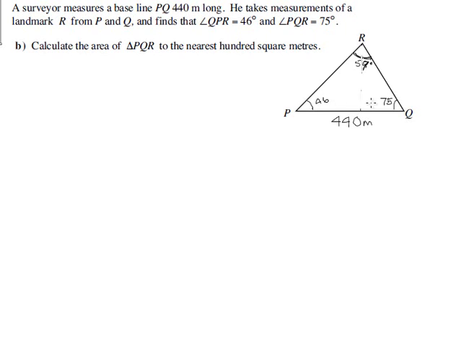Triangle. We're given two of the angles, and they want the area. Now, I've gone ahead and filled in this final angle because there's 180 degrees in this triangle. We've used 46 of them here. We've used 75 of them here. That means there are 59 left for the final angle.